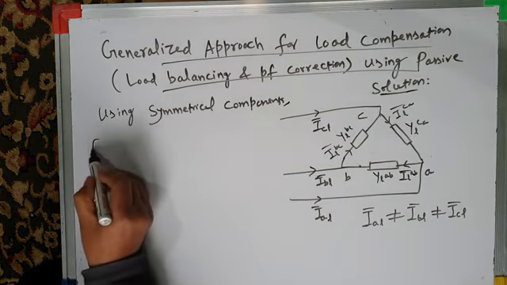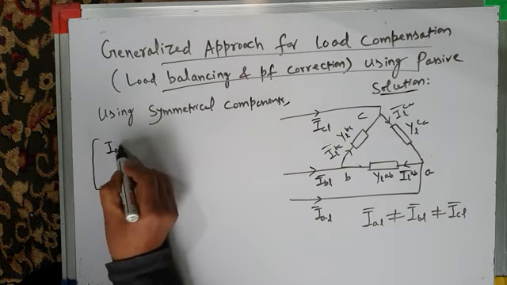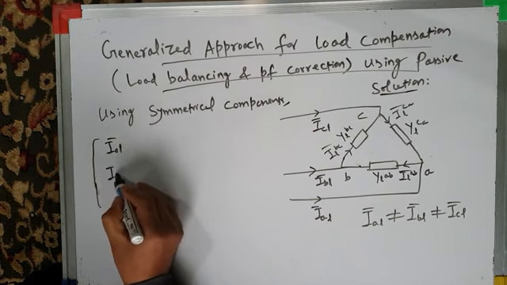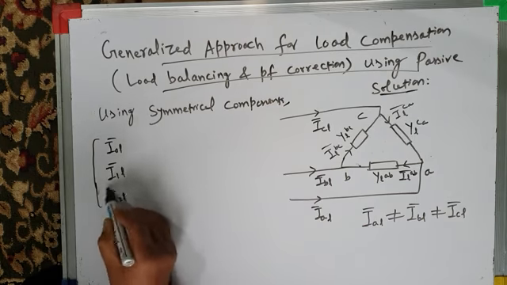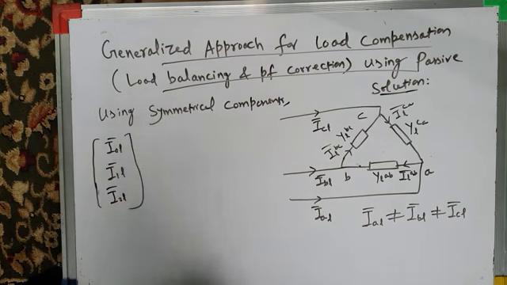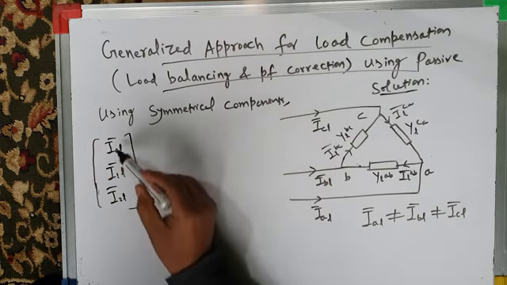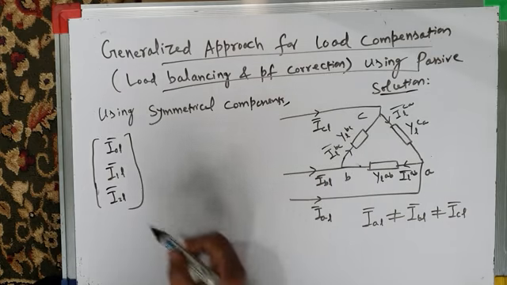So using that symmetrical component theory, the zero sequence component of line current is I0L, the positive sequence component of line current is I1L, and the negative sequence component of line current is I2L. So it represents all the three line currents. IAL you can represent in terms of these sequence components. Similarly, IBL as well as ICL.